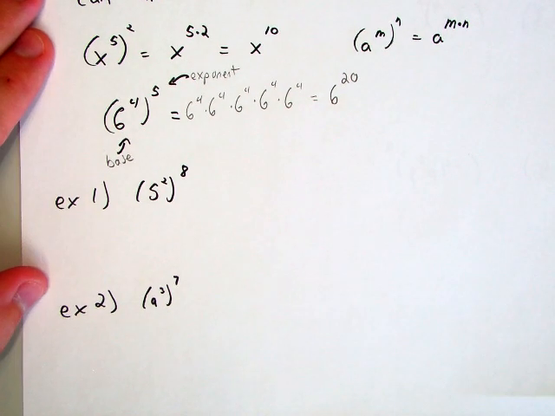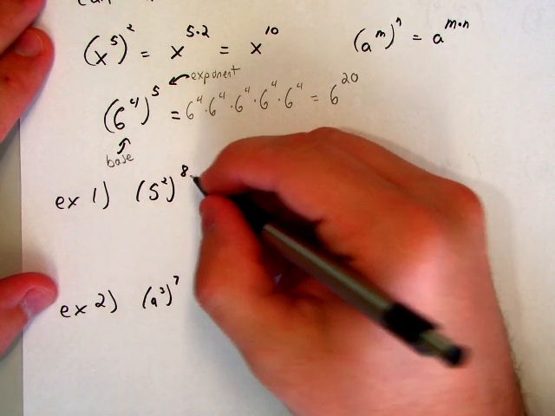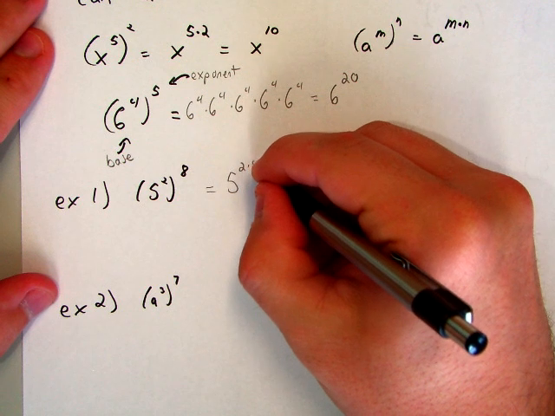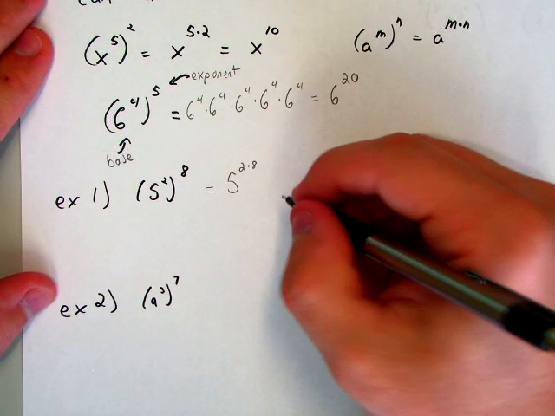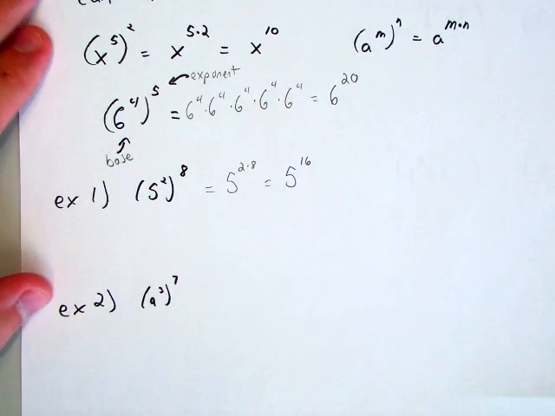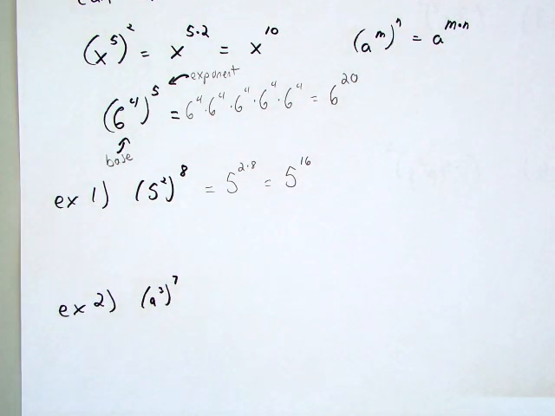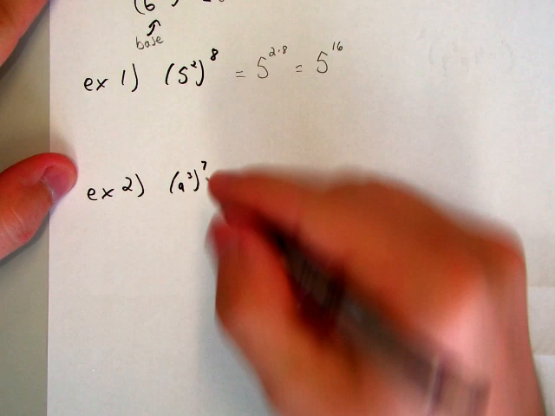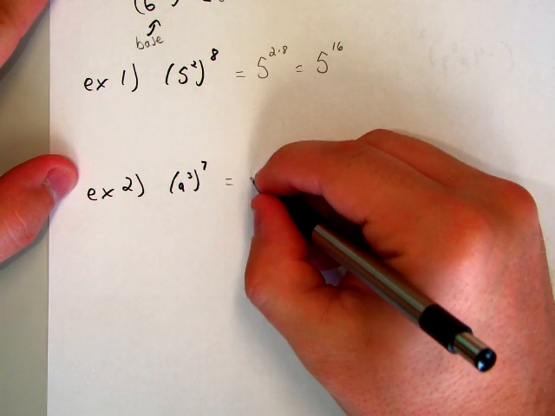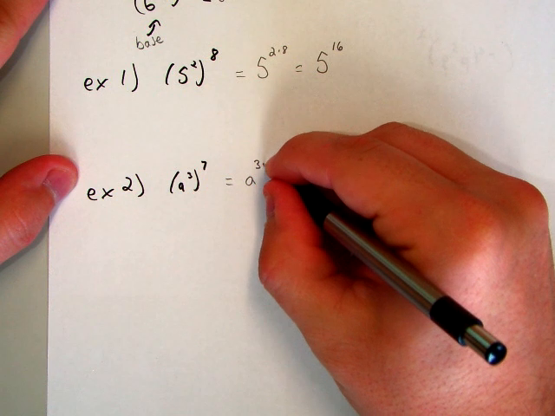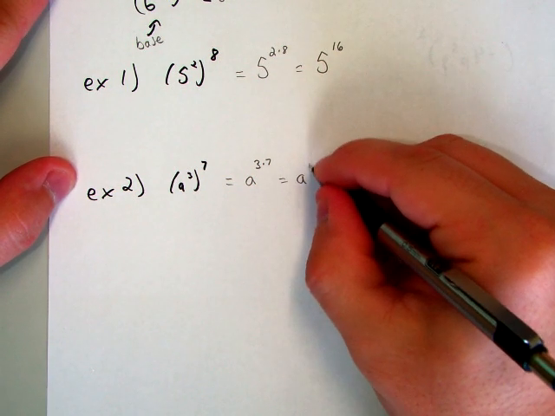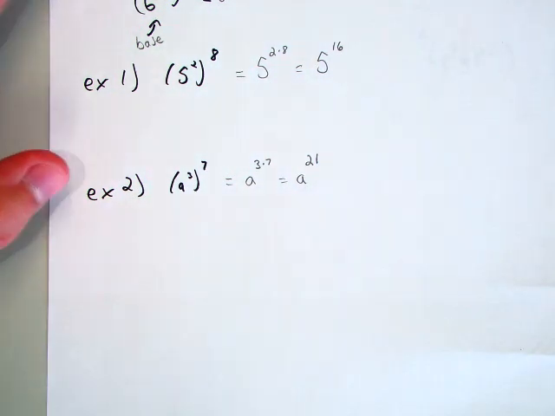So in example 1, we have 5 squared raised to the 8th. This is going to be the same as 5, and we multiply the two exponents, so 2 times 8. So this is really going to be 5 to the 16th. Example 2, we have a to the 3rd raised to the 7th. So this is going to be a to the 3 times 7, which is 21.